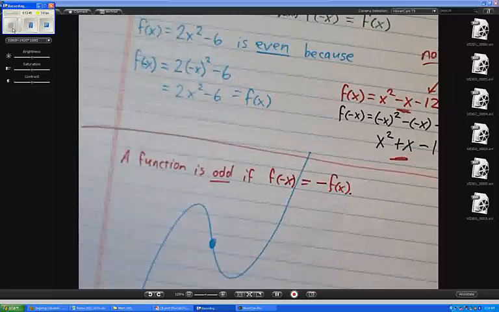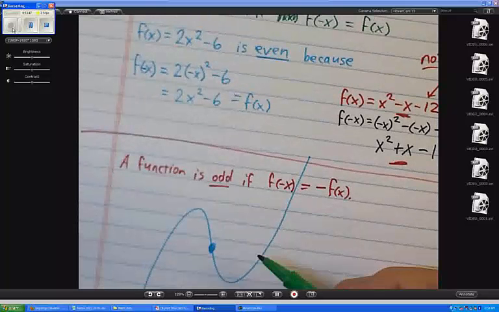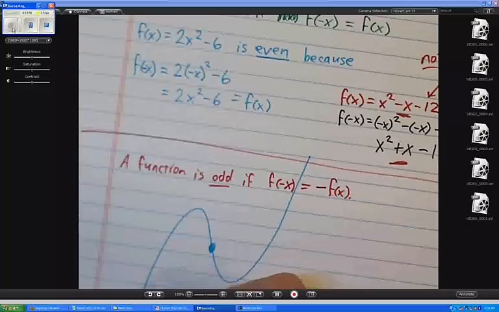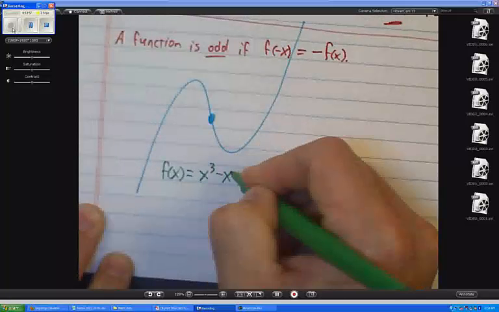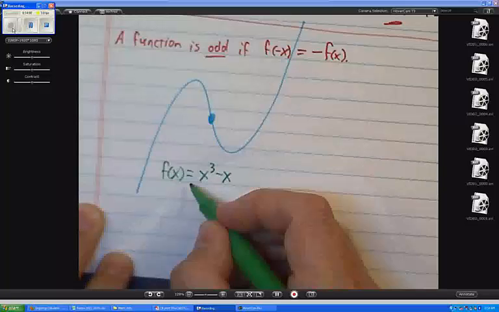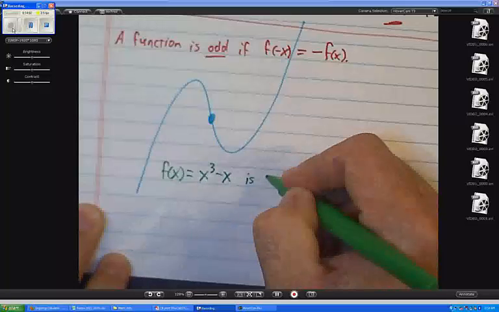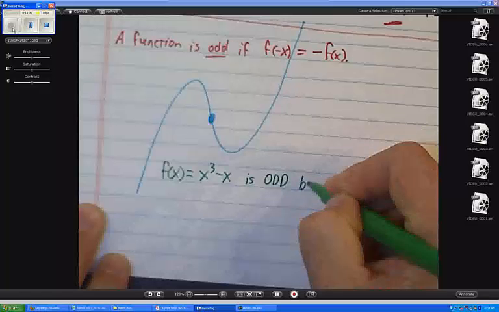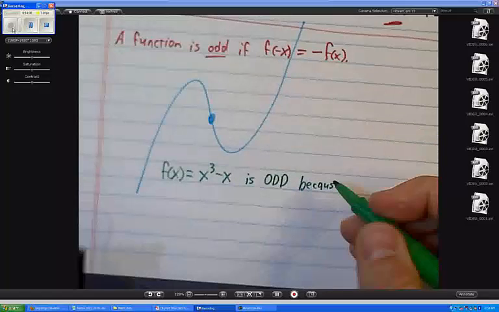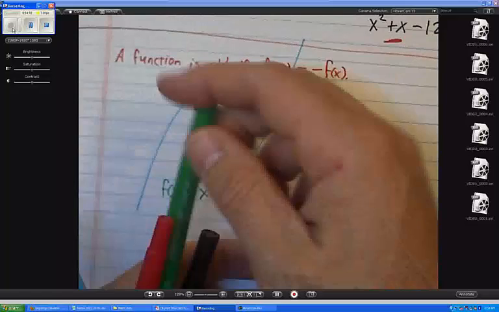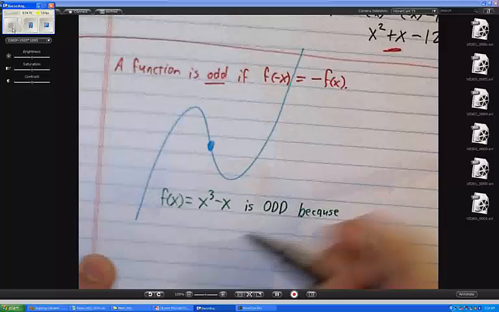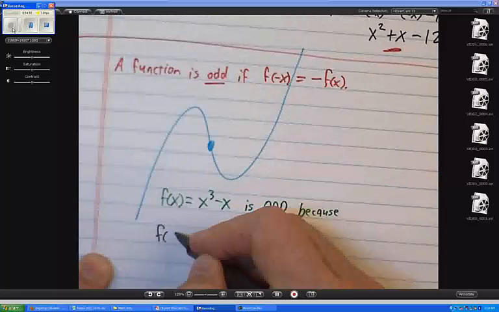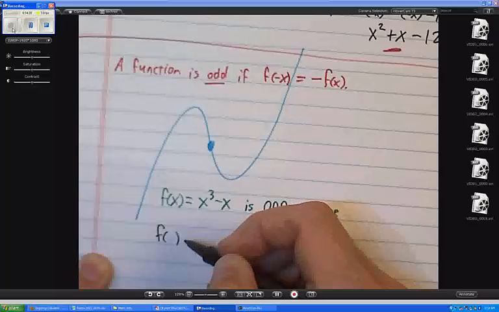What was our odd function we had an example of? Let's see. f of x equals what? x cubed minus x. That was it. So we're going to say f of x equals x cubed minus x. This is odd because, why? Well, what do I have to check? What do you think I'm going to put in for the input? You guys see this? What are we going to put in? Negative x. Okay?